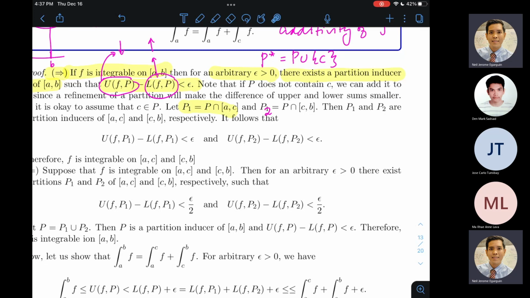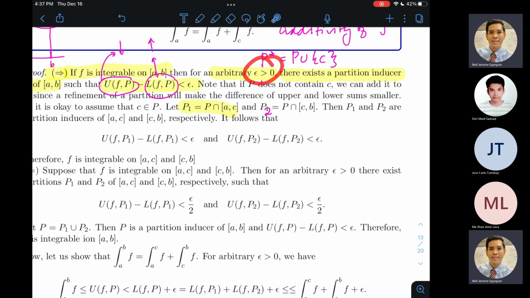Alright? Tapos ano ba yung goal ko rito? Bakit naghati ako ng dalawa? Kasi nga, gusto kong ipakita na integrable si F sa closed interval AC at sa closed interval CB rin. Alright? So ngayon, gagamitin ko para doon ay yung integrability criterion pa rin. Kasi meron na tayong challenge na epsilon greater than 0. Napakita natin na sa buong interval AB, nag-exist na partition inducer P, kasi nga si F ay integrable sa closed interval AB. Ngayon, gusto kong ipakita si F ay integrable dun sa dalawang mas maliit na subintervals.